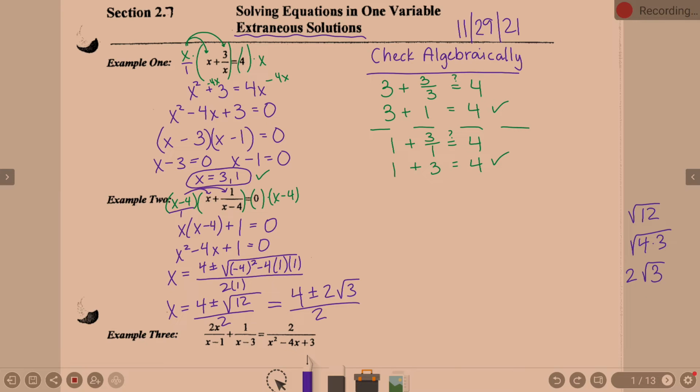What do you notice about that answer? Each term has a factor of 2 that you can divide out. Or what I'm going to do in this case, since my denominator of 2 can divide into both pieces, I'm just going to do that. What's 4 divided by 2? It's 2. Plus or minus, what's 2 square root of 3 divided by 2? The 2's outside will cancel, leaving us with square root of 3. So 2 plus or minus square root of 3.